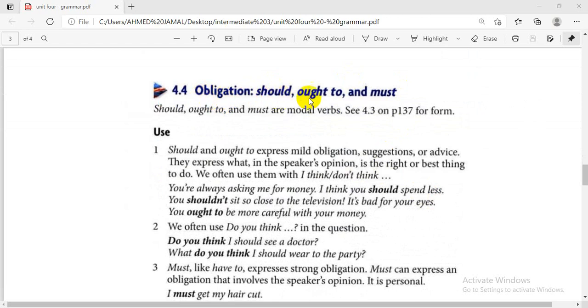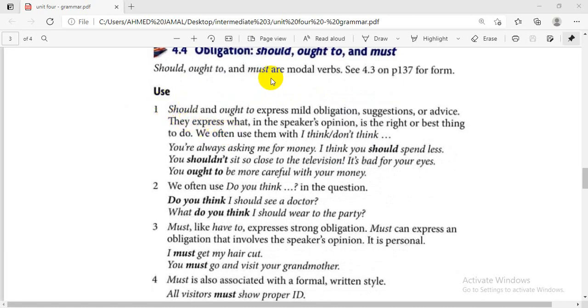Four point four, obligation: should, ought to and must. الالتزام، وكذلك should يجب ويجب عليه، و must يجب عليه. Should, ought to and must are modal verbs. يجب أو يجب أن يكون هي من الأفعال الشرطية. Should and ought to express mild obligation, suggestion or advice. They express what, in the speaker's opinion, is the right or best thing to do. We often use them with I think, I don't think.